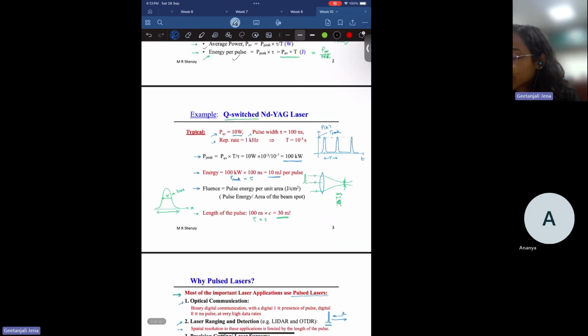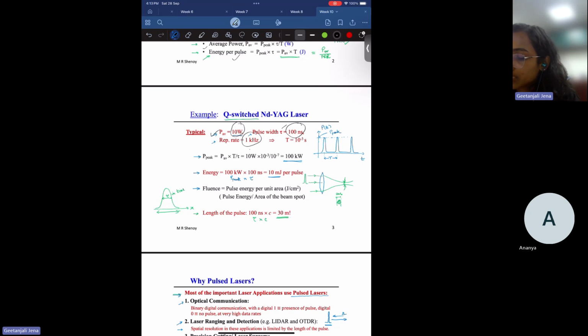This is one of the examples that the professor has discussed: a Q-switched Nd laser. In this case, P average is given as 10 watt, the pulse width is given as 100 nanosecond, and the pulse repetition rate is 1 kilohertz.